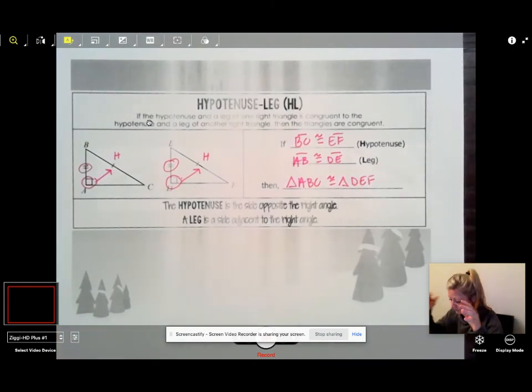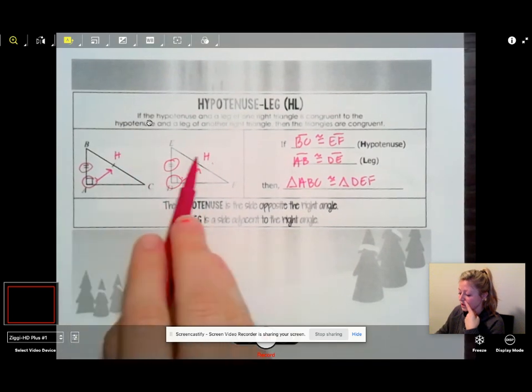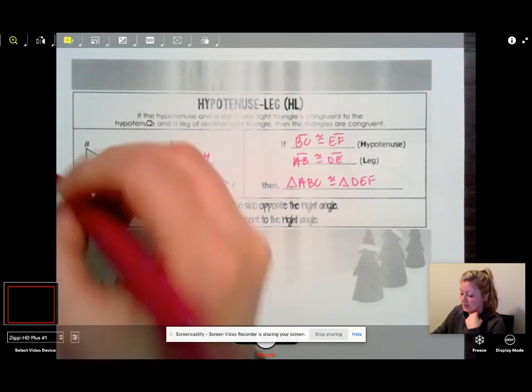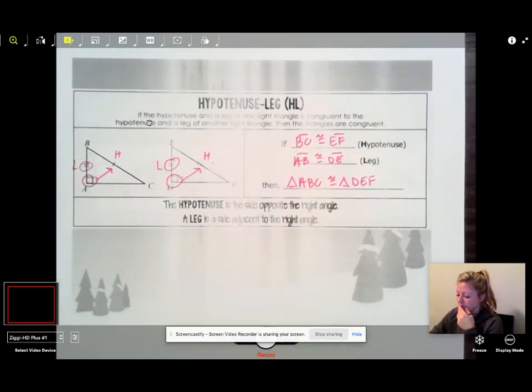So just to reiterate, it has to be a right triangle. Once that's established that it is a right triangle, then you can check hypotenuse. Are the hypotenuses the same? Which we did here, that's our H. And then if another pair of legs are the same, L.